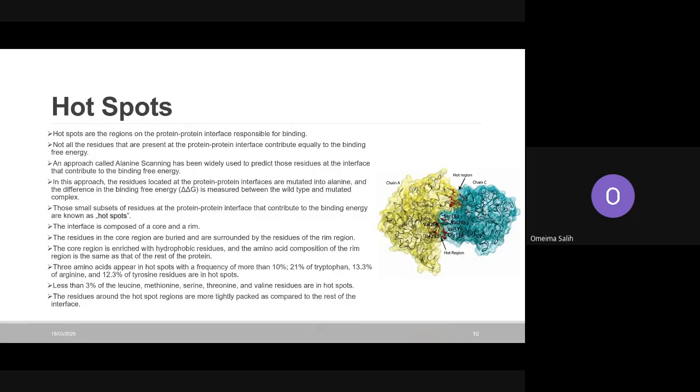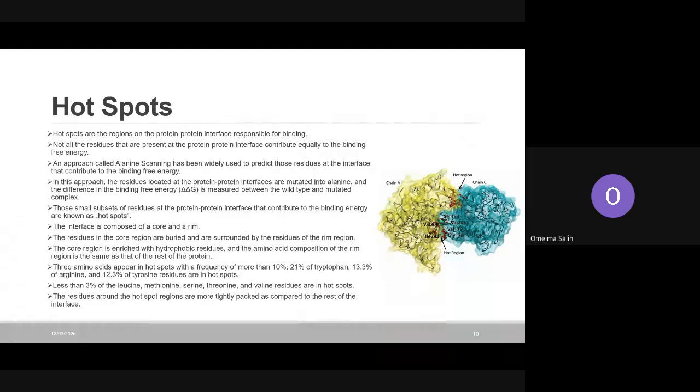So before we talk about hotspots, do you have any question up to this point? Before we move on to the rest, do you have any question? Okay, no question, Prof. Okay, thank you.